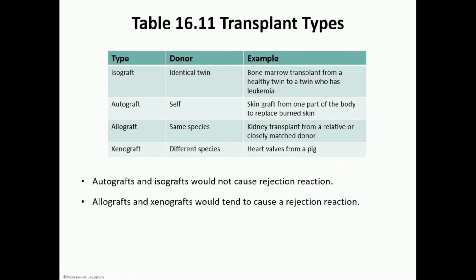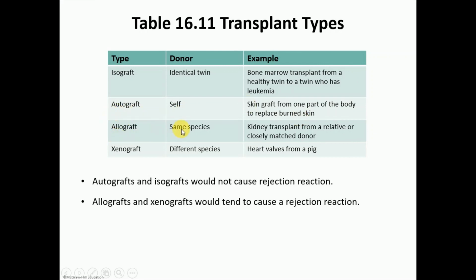These are different transplant types. There's an isograft, which is a transplant between identical twins. An autograft is where you get a graft from your own self. For example, for an area that has been exposed to a burn, you can take a skin graft from one part of the body and put it into another to replace the burned skin.